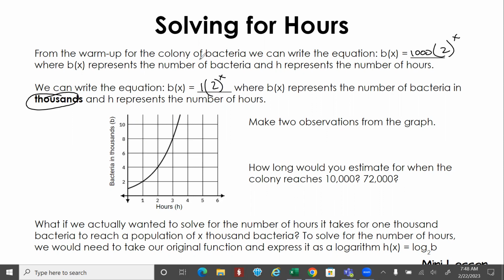Okay, sometimes you might see your equations written like this. You have to pay attention to what it's measured in. If it says in a certain number, sometimes it'll say like in millions, talking about money or something like that. You got to make sure that you pay attention. Okay. On this next graph, it says make 2 observations from the graph. Okay. What's one thing you notice in this graph?